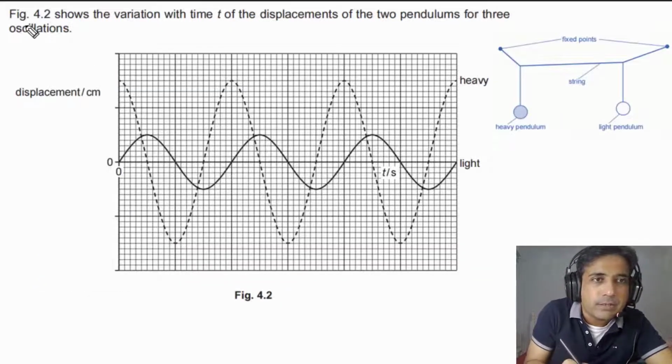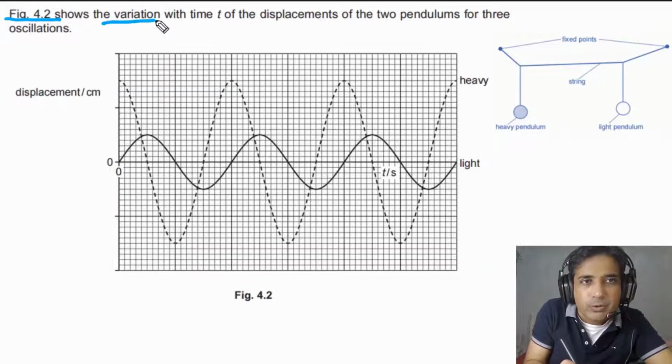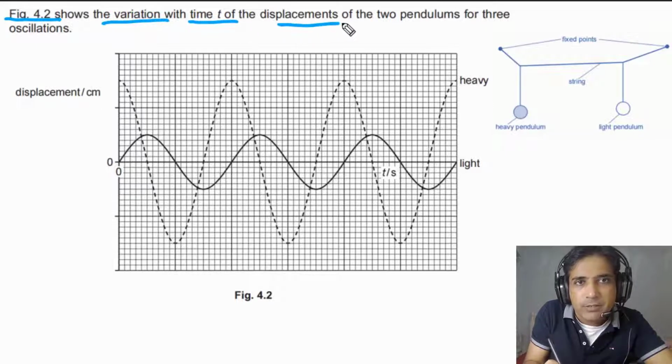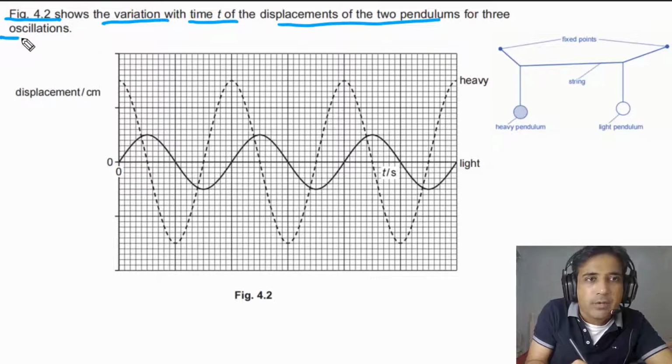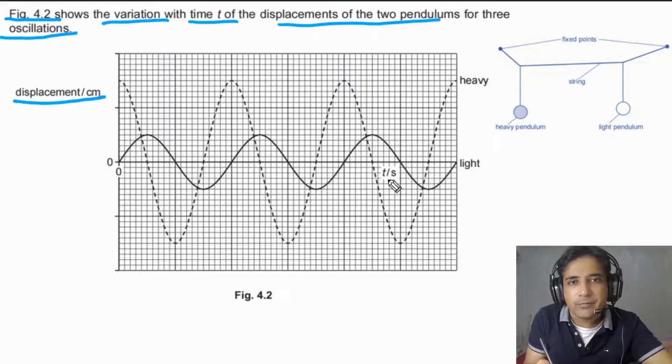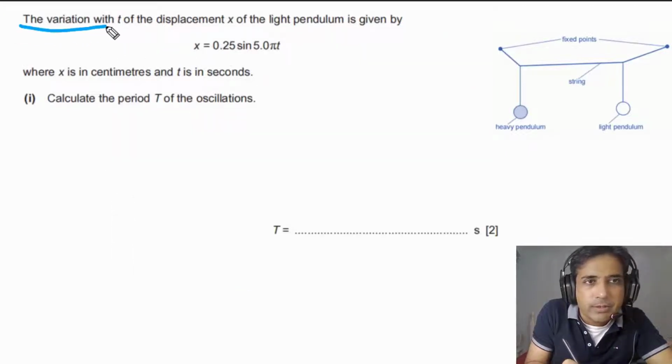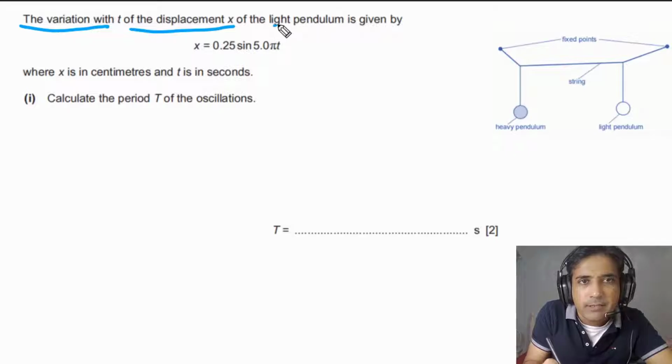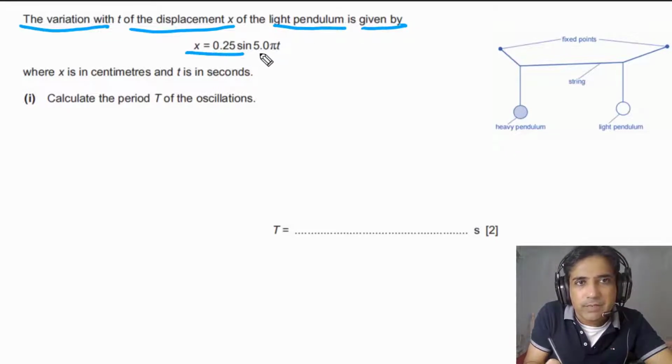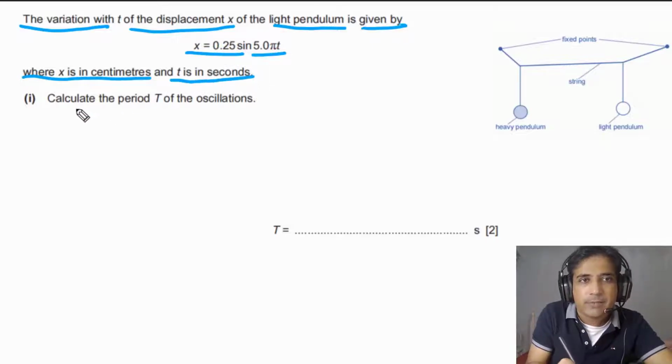For this question, it is also given to us: figure 4.2 shows the variation with time t of the displacement of 2 pendulums for 3 oscillations. We have displacement on the y-axis and time on the x-axis. It is also given that the variation with time of the displacement x of the light pendulum is x equals 0.25 sine of 5.0 pi t, where x is in centimeters and time is in seconds. We need to calculate the time period of oscillations.